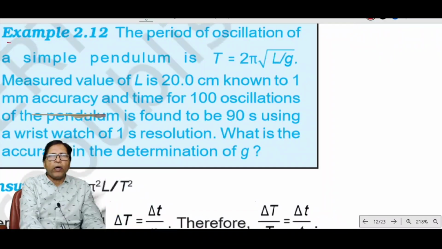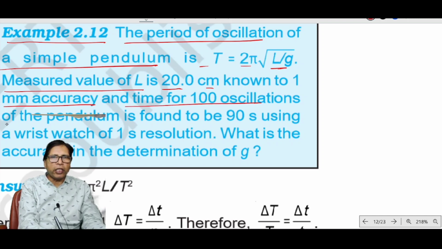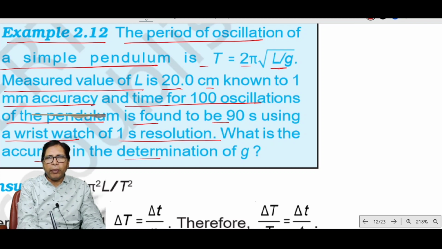Next, example 2.12. The period of oscillation of a simple pendulum is T equals 2 pi root under L by g. The measured value of L is 20.0 centimeter, known to 1 millimeter accuracy, and time for 100 oscillations of the pendulum is found to be 90 seconds using a wristwatch of 1 second resolution. What is the accuracy in the determination of g?